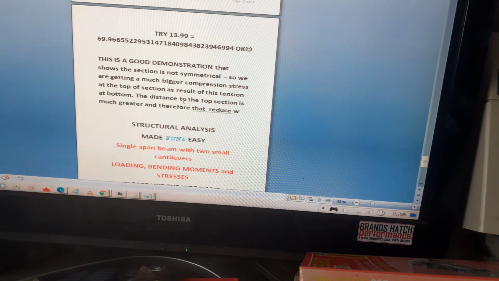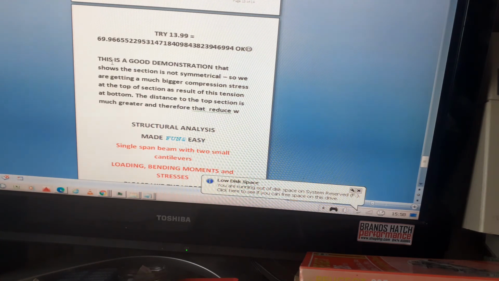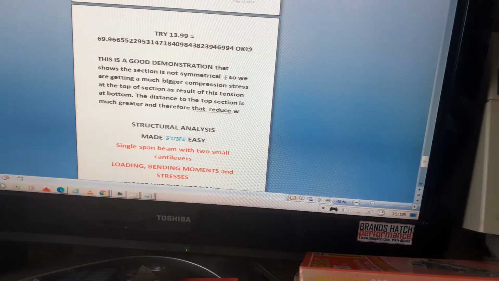This problem, as well as solving the answer, is good experience because it's a good demonstration. It shows that this section is not symmetrical, so we get different stresses at the top and the bottom for the same moment. If we had a symmetrical section and one moment, then the y value would be the same from top and bottom, but it's different. So we get much bigger compression stress at the top section as a result of the tension at the bottom, and vice versa.